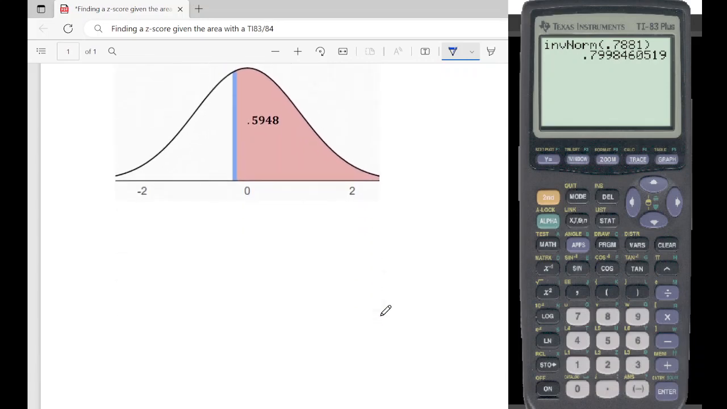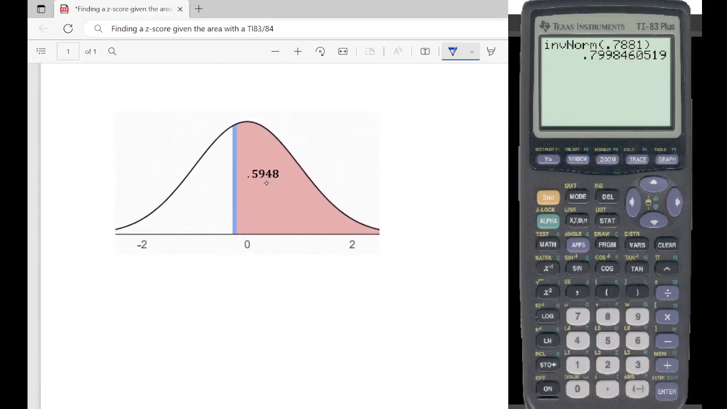Now let's find the z-score to this one, 0.5948. Now this is the area to the right. This is what's shaded over here. Using inverse norm, we can only find the area to the left. So to find the area to the left, we're going to do the complement rule. So we're going to do 1 minus 0.5948, so we can get this area over here. So 1 minus 0.5948 is going to give us 0.4052. So this is the area here.